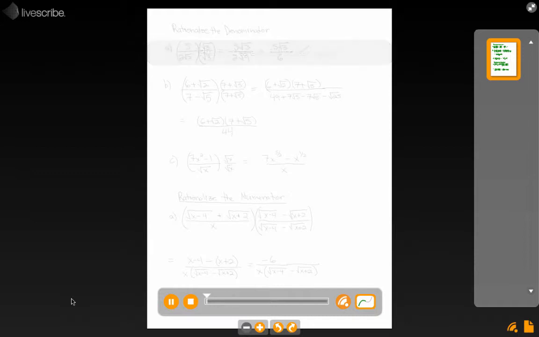This pre-calculus lesson has to do with rationalizing denominators and numerators. Start off with something you've seen a little bit of before, and that is rationalizing the denominator. If I have something like 5 over 2 root 3, the term rationalize just means to make rational, to make the denominator so that there's not a square root 3 in it.